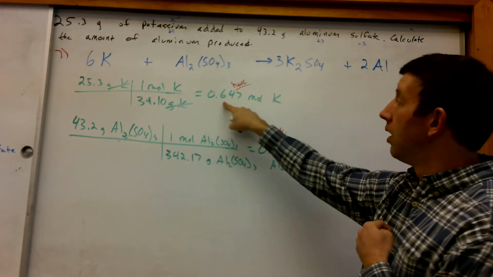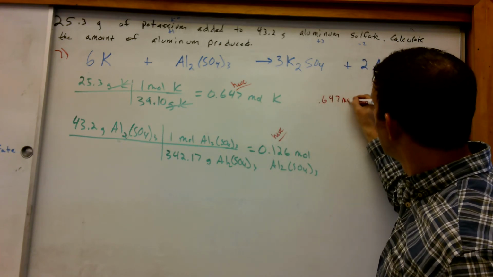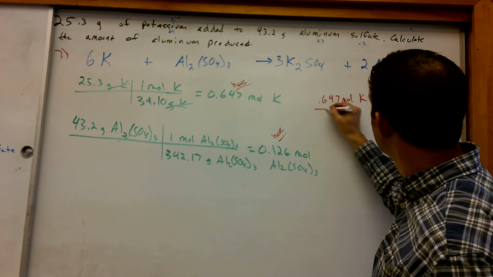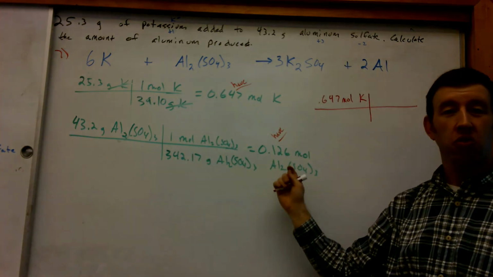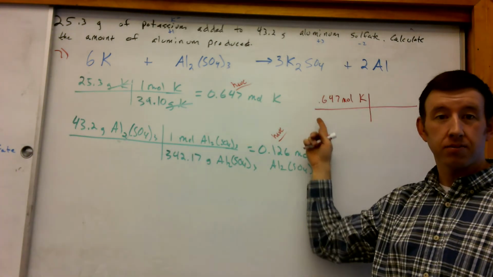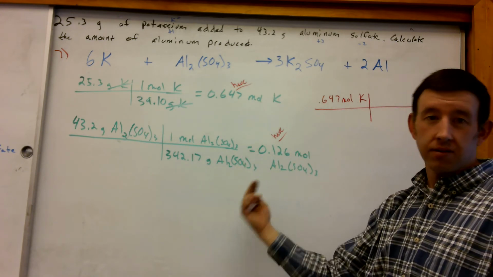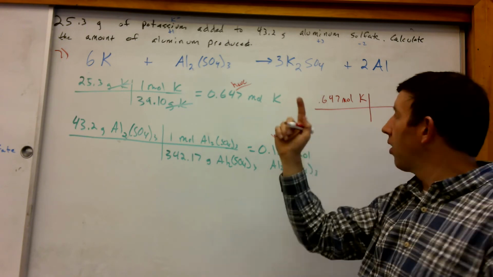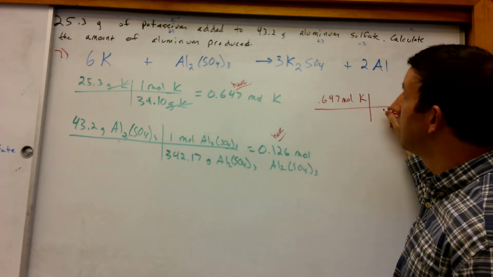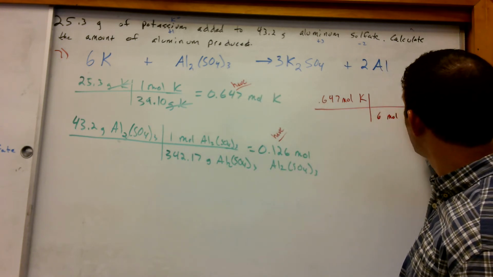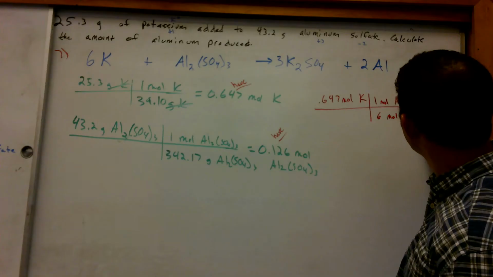If I have 0.647 moles of potassium, I can multiply by my mole ratio to figure out how much aluminum sulfate I need to use all that up. Does that make sense? If I have this much potassium, how much aluminum sulfate do I need in moles to use all that up? I need 1/6 the amount. So if I have 6 moles of potassium, I only need 1 mole of aluminum sulfate.